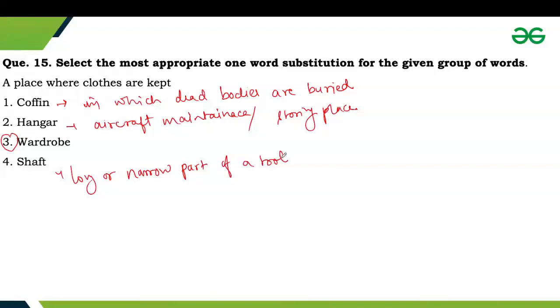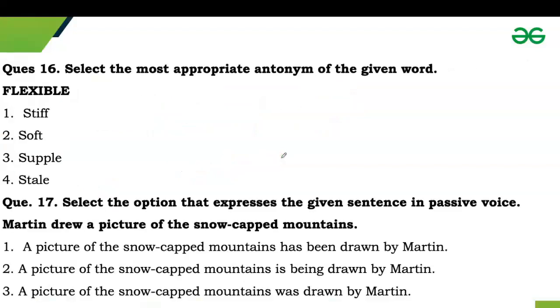Next one is question number 16. Select the most appropriate antonym of the given word: flexible. You have to tell the antonym of flexible. Flexible is basically that which is capable of bending easily without breaking.